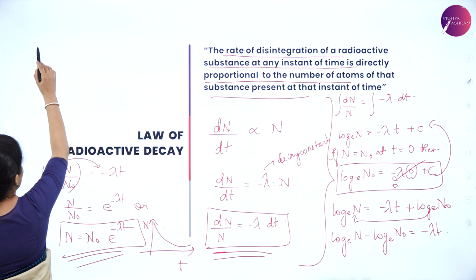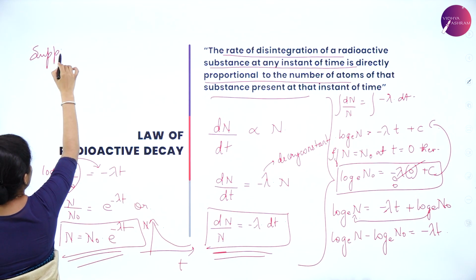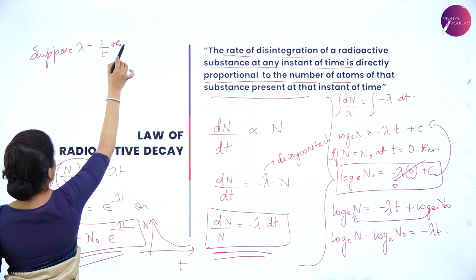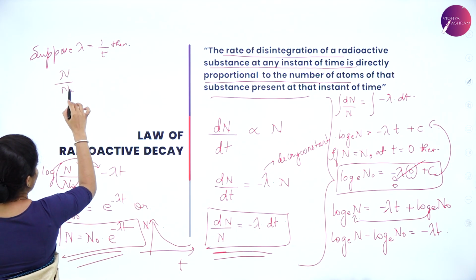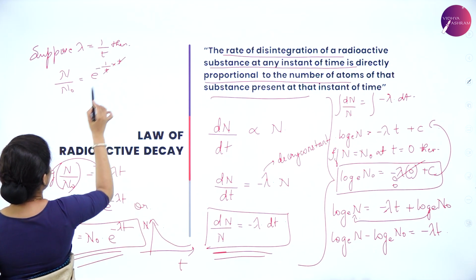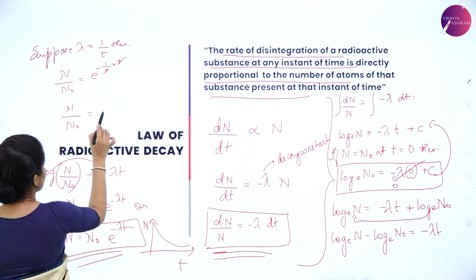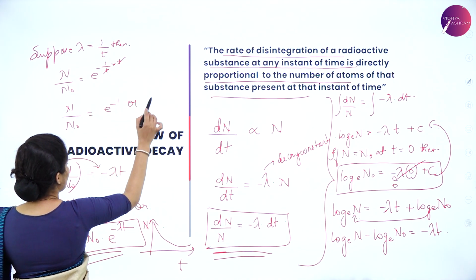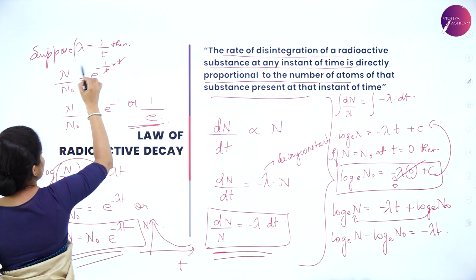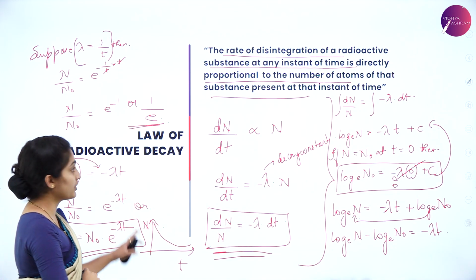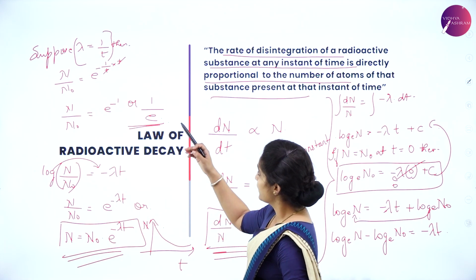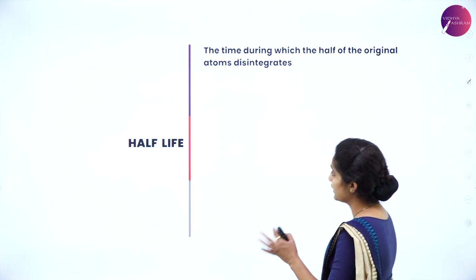Suppose lambda is equal to 1 by T, then the equation turns out to be N by N naught is equal to exponential of minus 1 by T into t, T cancels. So N divided by N naught is equal to exponential of minus 1, or 1 by e. This is the final equation if this condition arises. Otherwise, you can wind it up here itself for the law of radioactive decay. Next, lambda is equal to 1 by T, that is known as the decay constant.